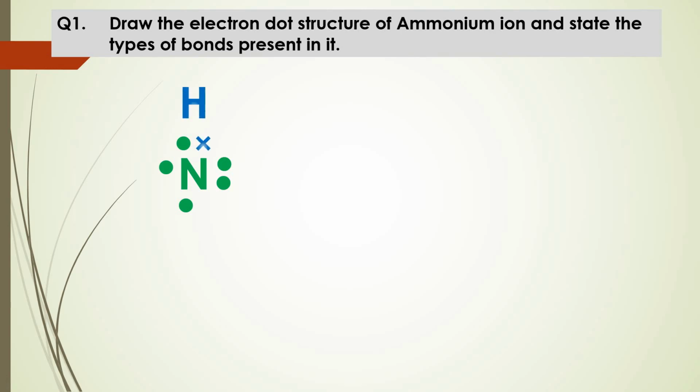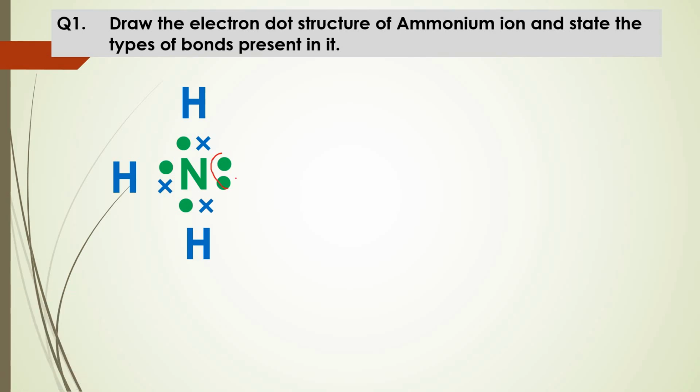So one hydrogen atom shares one electron with nitrogen and forms one covalent bond. In the same way, the other 2 hydrogen atoms also share their individual electrons to form covalent bonds. So this is the 3 hydrogen atoms and 1 nitrogen atom bonded together in the ammonia molecule, where there are 2 electrons which do not take part in bond formation.